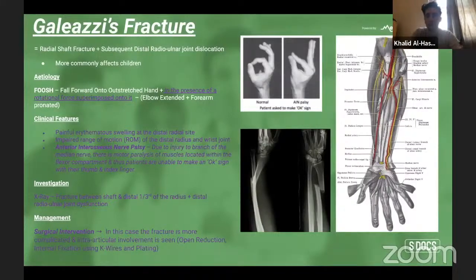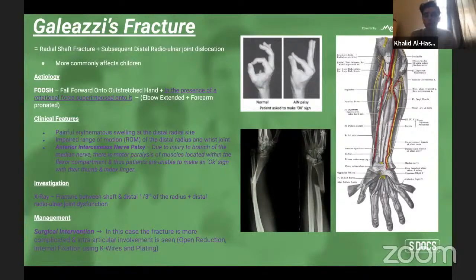Galeazzi fracture. A Galeazzi fracture may be one of the more interesting types of fractures. A Galeazzi fracture, again, is also a distal radial fracture, and it's a radial shaft fracture. However, it also results in a subsequent distal radio-ulnar joint dislocation. So it's important to remember that there are two radio-ulnar joints: a proximal radio-ulnar joint and a distal radio-ulnar joint. The distal radio-ulnar joint is usually disrupted in a Galeazzi fracture. The proximal radio-ulnar joint is usually disrupted in a Monteggia fracture. We'll come back to this shortly.